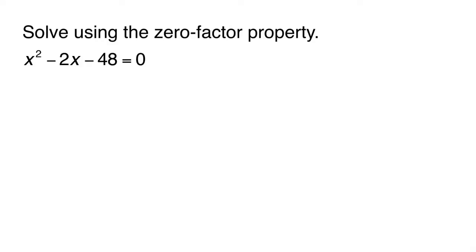Solve using the zero factor property. x squared minus 2x minus 48 equals 0. x squared minus 2x minus 48 factors as (x minus 8) times (x plus 6). So we set that equal to 0. Now we can use the zero factor property.